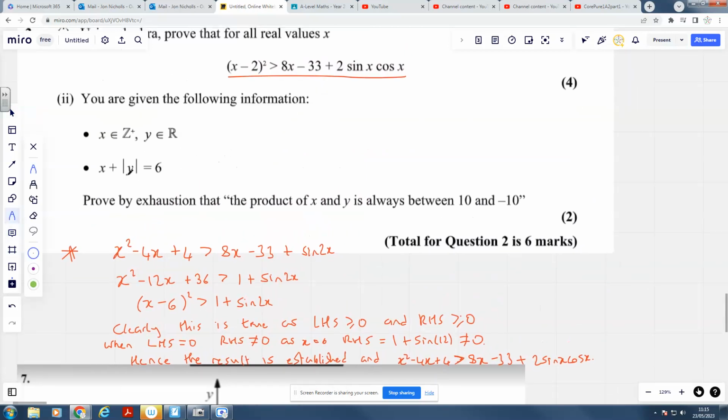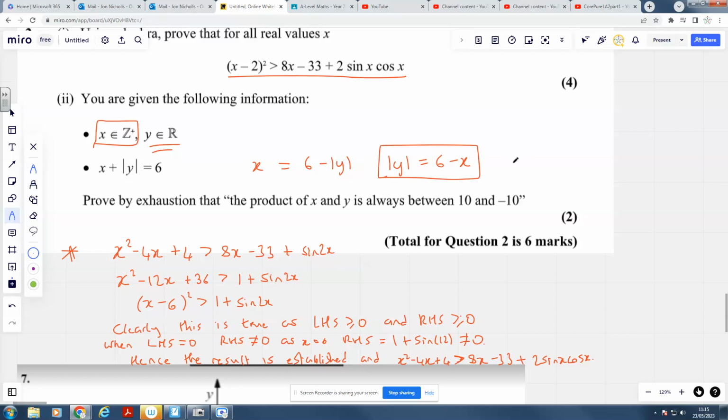Okay, so we've got x plus mod y equals 6. My initial thoughts are, as x is definitely a positive integer, but y is a member of the reals, let's think about x. Well, x equals 6 minus modulus of y. Alternatively, I could rearrange it as modulus of y equals 6 minus x. And actually, it's this format which tells me a lot about x.